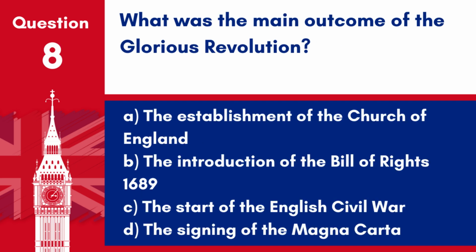Question 8. What was the main outcome of the Glorious Revolution? A. The establishment of the Church of England, B. The introduction of the Bill of Rights 1689, C. The start of the English Civil War, D. The signing of the Magna Carta. Answer B. The introduction of the Bill of Rights 1689. The Glorious Revolution led to the introduction of the Bill of Rights 1689, establishing a constitutional monarchy.